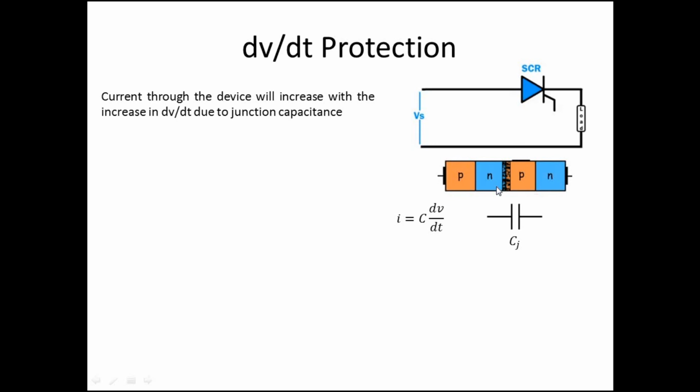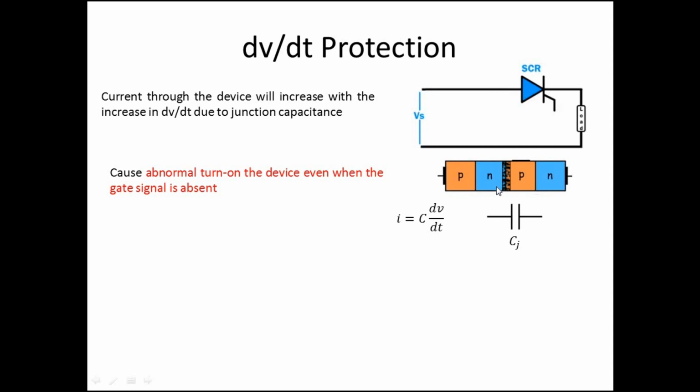So the current through the device will increase with the increase in dV/dt due to junction capacitance, and it will cause an abnormal turn on of the device even when the gate signal is absent. So high dV/dt will cause an abnormal turn on, and we have to protect the device against this. It will not damage the device, but it is not a natural turn on. The thyristor should only turn on when we apply the gate, then only we can control the thyristor.